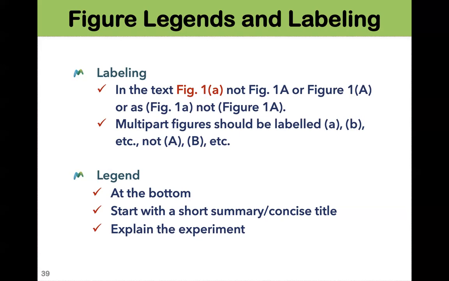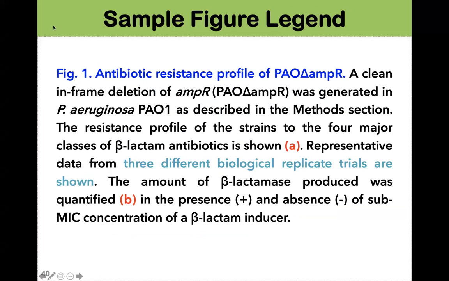You very briefly explain the experiment, what they're seeing, and then the figure is there. And it's at the bottom of your figure because it's very important, right? So here is an example of a figure legend, and it's a short title, right? Followed by what experiment was done. And then this was a two-part figure, right? And you must in each figure tell how many times this experiment was done, right? These 3 different biological replicate trials are shown.